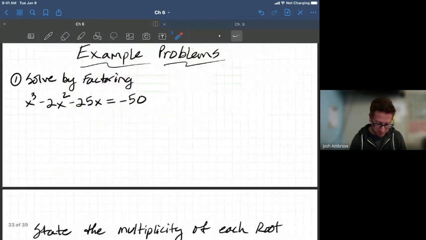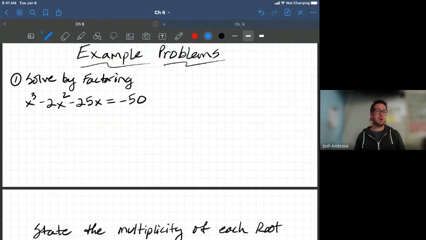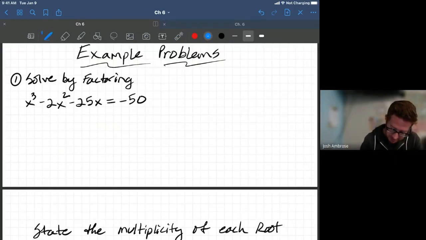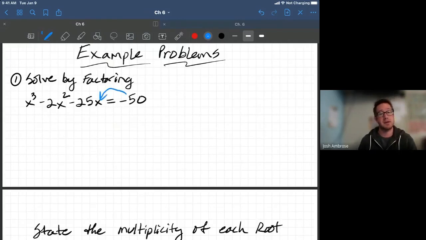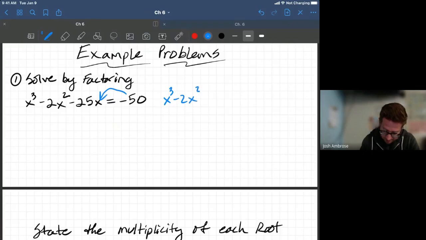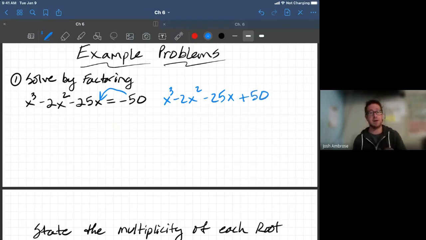The first one right here is going to be a factoring problem. Step 1 is you're actually going to want to take this negative 50 and bring it over to the left-hand side. Let's rewrite it so you can see everything on the same side. That's now going to be a positive 50. Now we have 4 terms. So we're looking at a 4-term polynomial, which means factor by grouping.